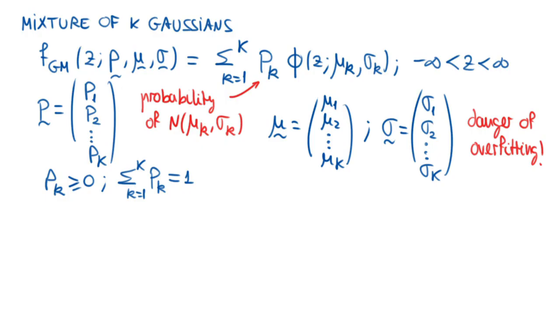The best rule is to use Occam's razor. Choose the smallest number of Gaussians so that the mixture fits the data reasonably well. For instance, a mixture of 3 components usually provides a good model for financial log returns.